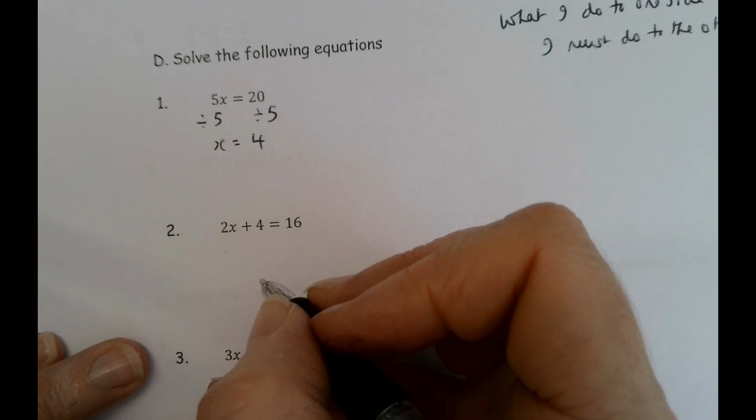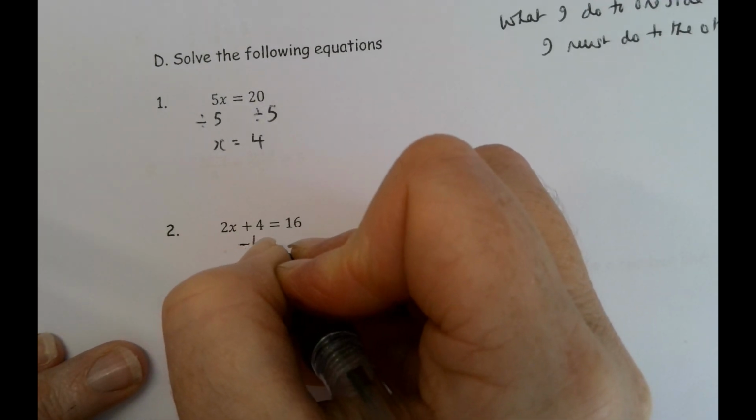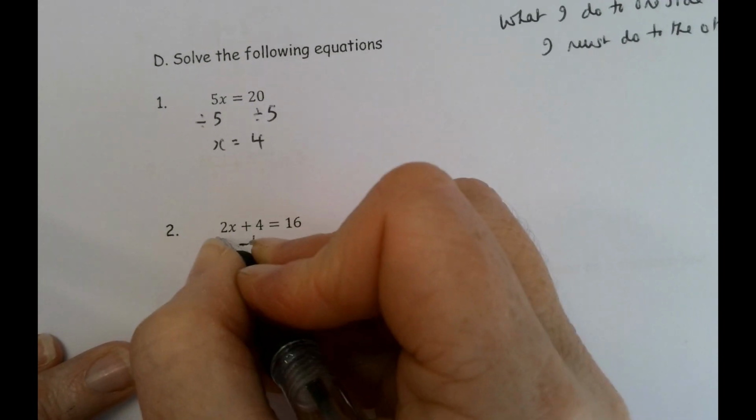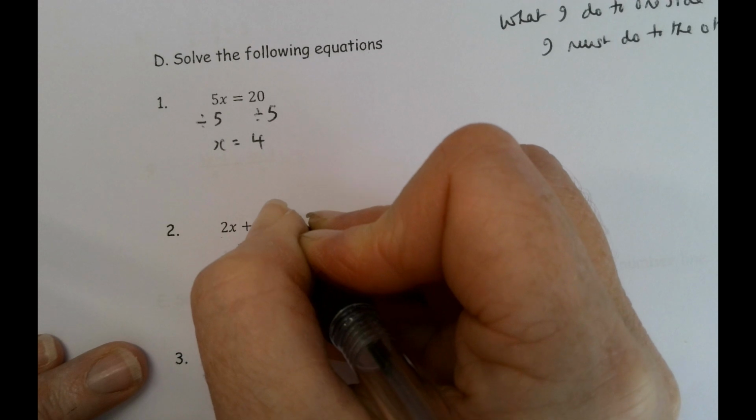2x plus 4 is equal to 16. I'm going to first of all deal with the 4. I don't want that there because it should be on the other side, because the x's are on this side, and I want the numbers on this side. So I'm going to subtract 4 from both sides.